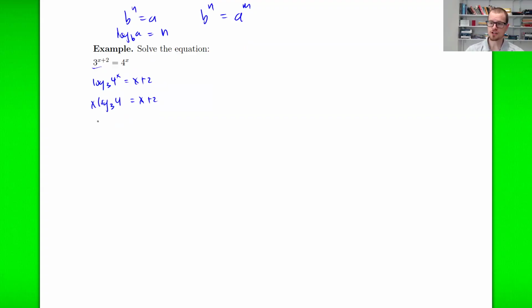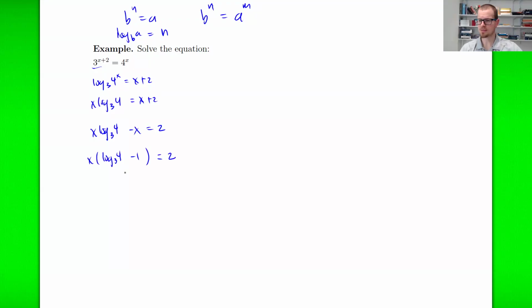I can get all of my x terms on one side. So I'm going to subtract x. So I have x times the logarithm base 3 of 4, then I'm subtracting x is equal to 2. Pull out the common factor of x. I'm left with logarithm base 3 of 4 minus 1 is equal to 2.